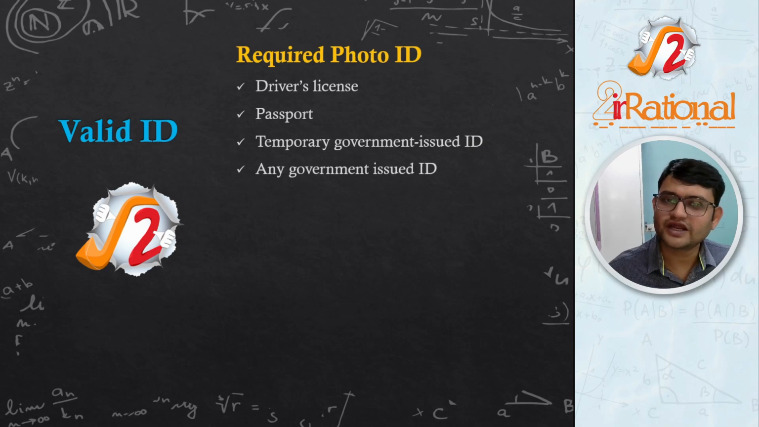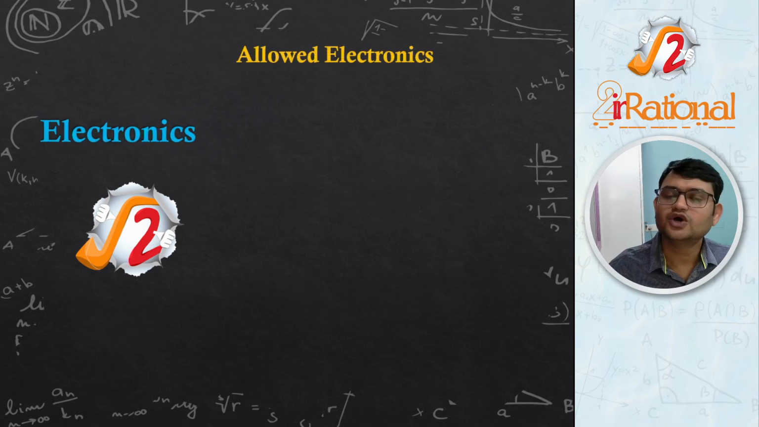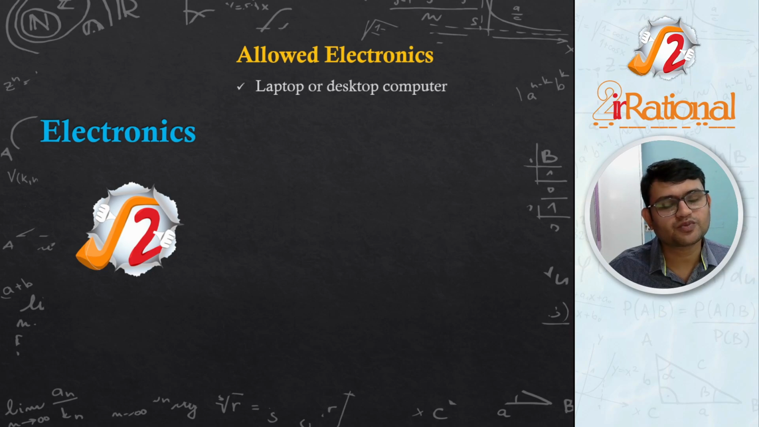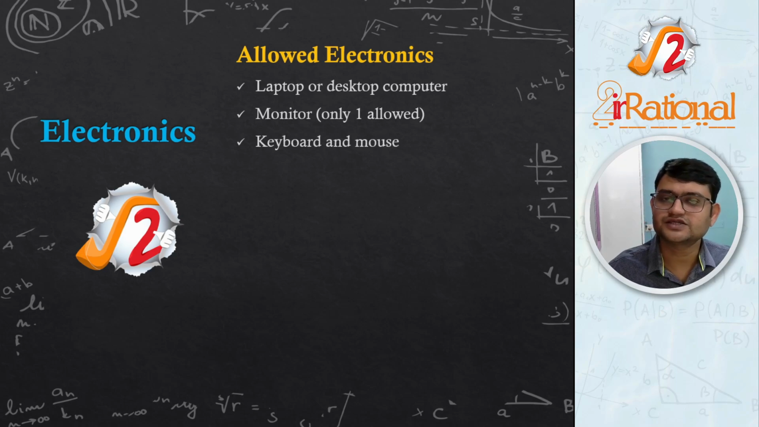Let's talk about the electronics that are allowed during the examination. You can have a laptop or a desktop computer. You can have a monitor. You can only have one single monitor. You cannot have multiple monitors. If you're using a laptop and a monitor, your laptop screen should be off and only one monitor can be on. You can have a keyboard and mouse. It can be wired, it can be wireless, it's fine. You can have any type of calculator.